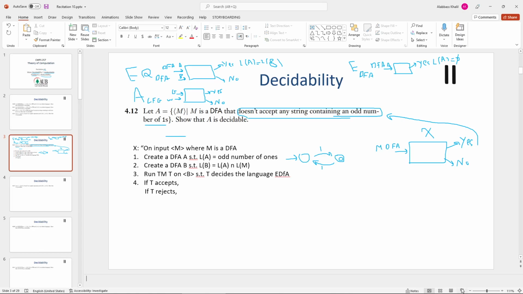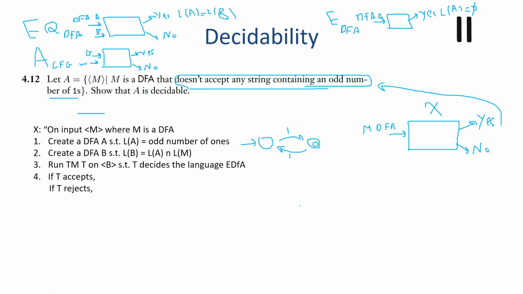Okay, so it's easier to look at this in terms of sets. Imagine you have your universe and there's two sets. There's the language of M, and then there's the language of A. And we created A in a way that it only accepts odd one strings. We made B that's the intersection of both of them, so it's this thing in the middle. And we fed it into the machine EDFA, and it's telling us it's empty. This thing that we have highlighted actually doesn't exist.